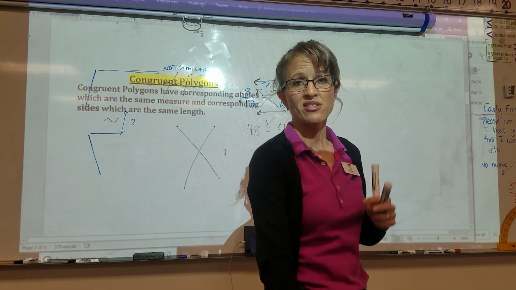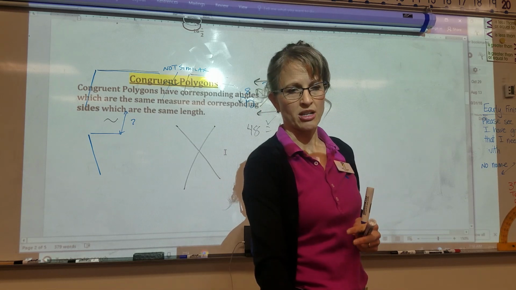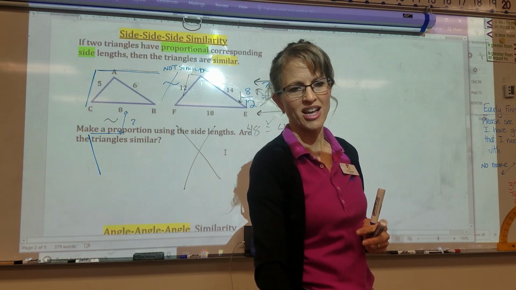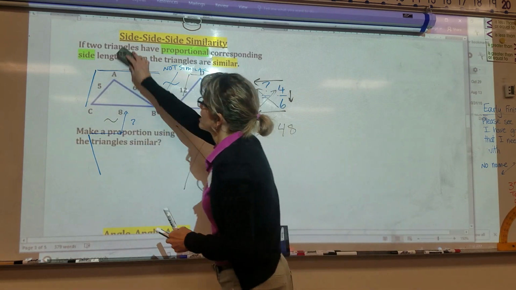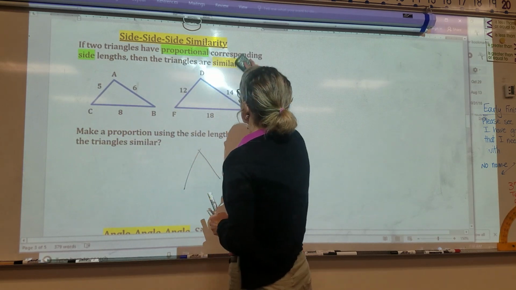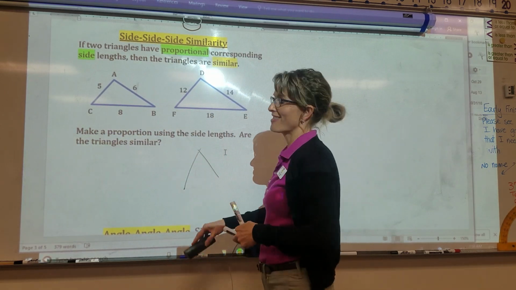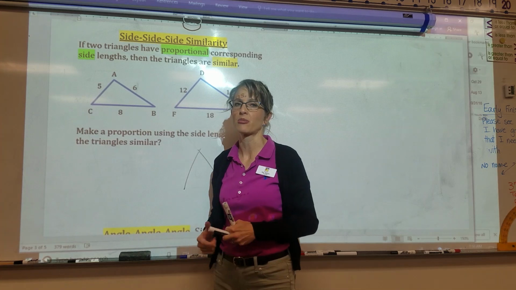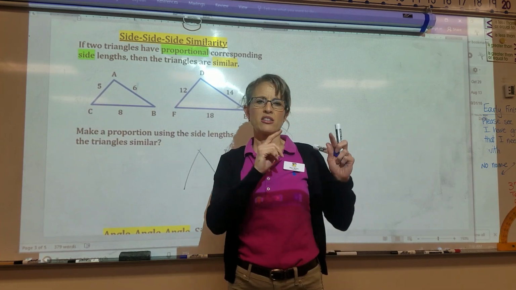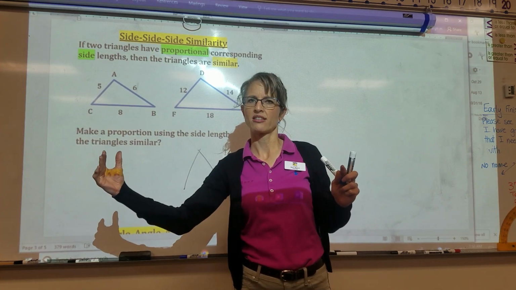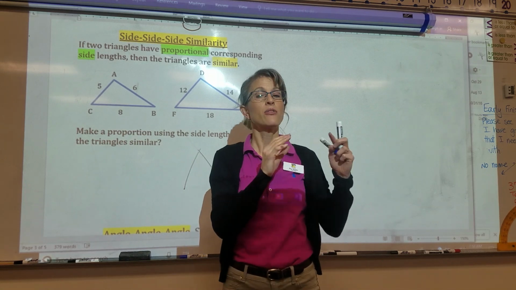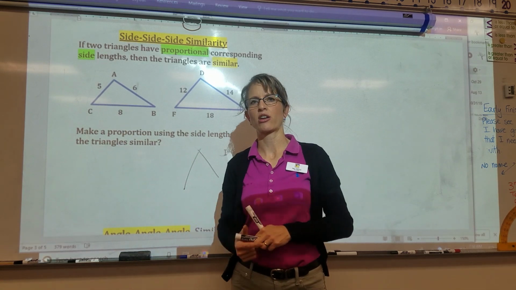Congruent polygons have the same angle measurement and the same side measurement. We're going to talk about side, side, side similarity. If two triangles have proportionate corresponding side lengths, then they must be similar. We already talked about similar triangles having proportionate sides. We're going to go in reverse: if sides are proportionate, then the triangles are similar.